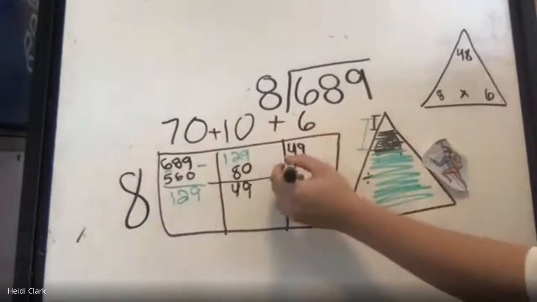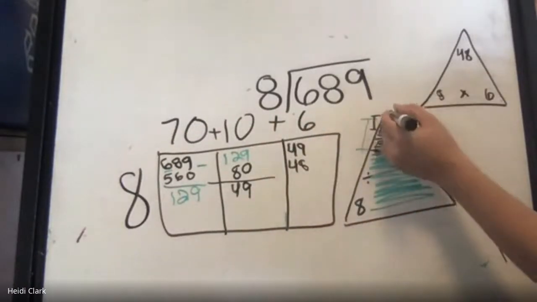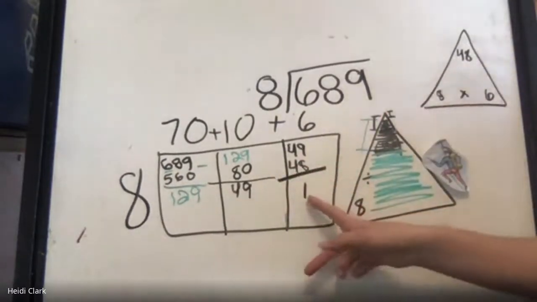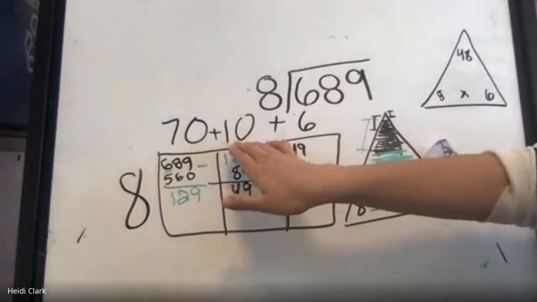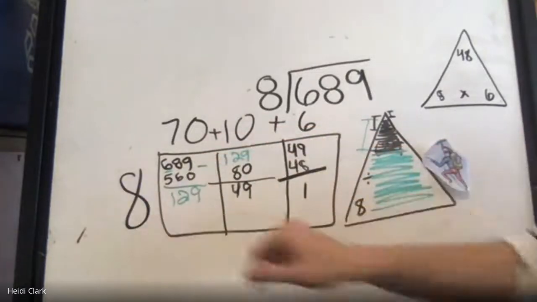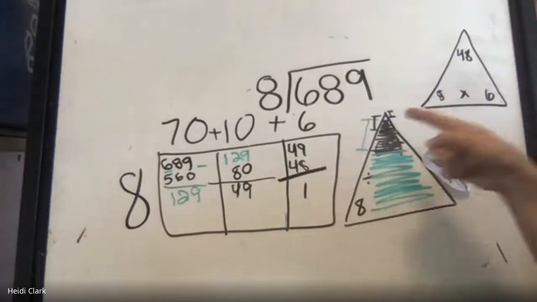We got to 48, which means we got so close, and there's that little bit left over. Subtract to figure it out. That's our remainder. So this means that if you do 70 plus 10 plus 6, if you do 86 times 8, you're going to get 688. You're going to get 1 away.